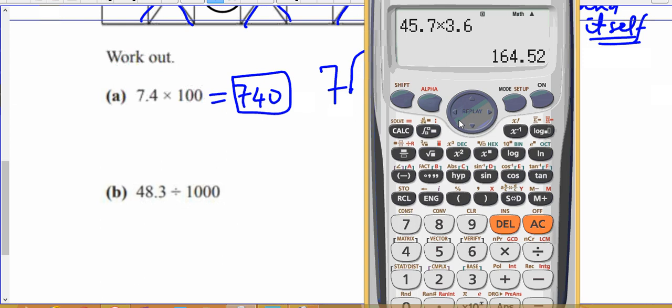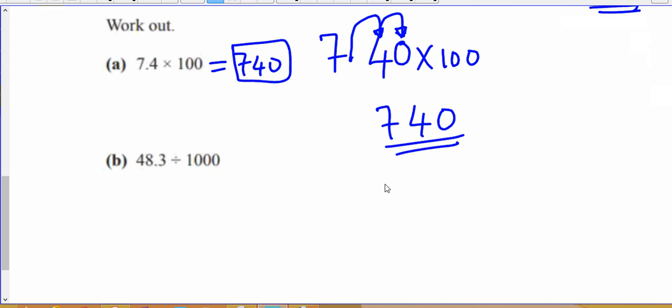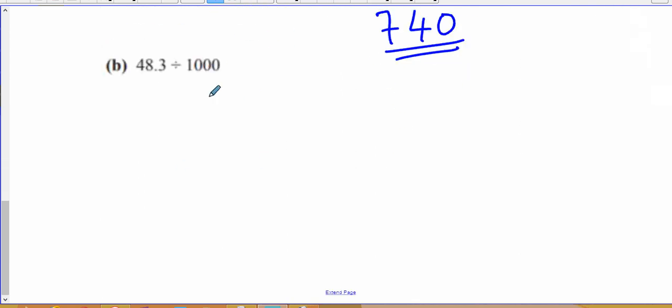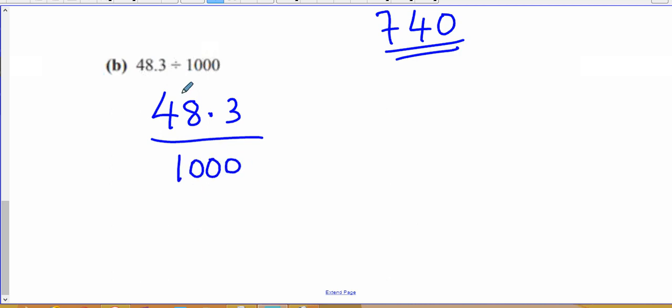How about using a calculator? Okay, 7.4 multiplied by 100. What is the answer? 740. Good. How about dividing by 1,000s? Okay, 48.3 divided by 1,000.